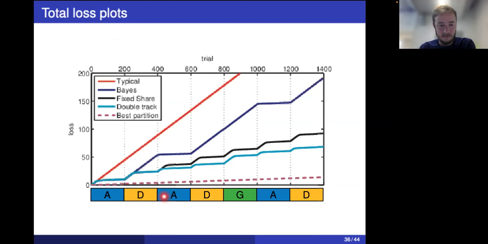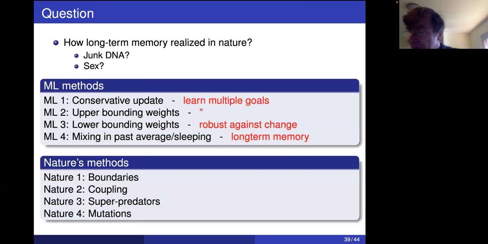Okay, so what I've shown you is that the nature machine learning methods were conservative update, upper bounding the weights, lower bounding the weights, and the sleeping tricks. All of those, in particular these ones, introduce long-term memory. In nature, we also keep a lot of old stuff around on the chromosomes, old DNA, and maybe that can be activated later on. So the question is whether that implements the long-term memory. It happens in nature, of course.